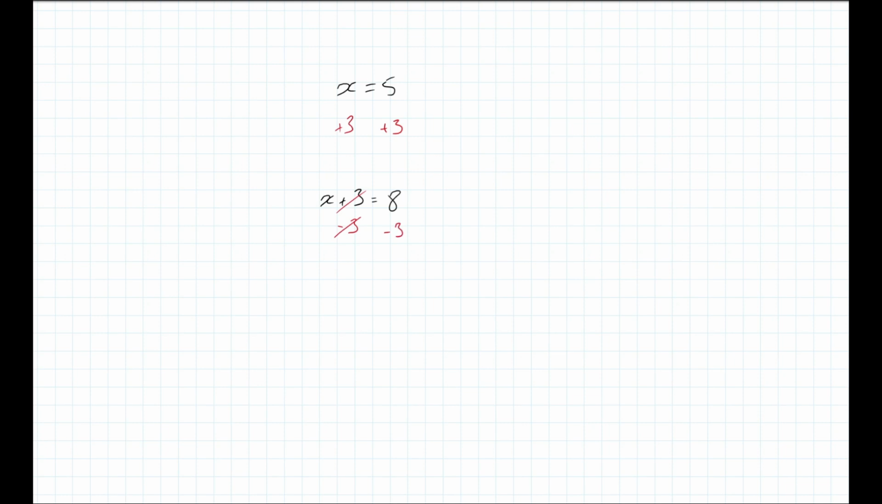Otherwise, I'd end up with x equaling 8, which we know isn't true. So we've added 3 and subtracted 3. The 3's are now gone. However, the x is still there. So the +3 and the -3 cancel each other out, and I'm left with just the x remaining. So x equals 8 minus 3, which is 5. So I started with x equals 5, and I ended with x equals 5. What a fun time we just had.